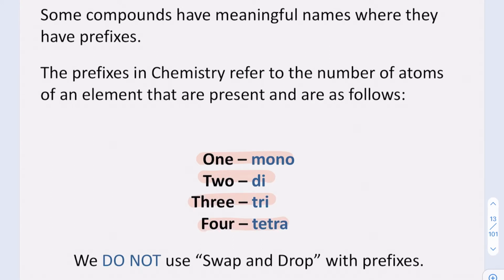So when they have these prefixes in front of it, we don't use swap and drop. You simply just write what they are. You all probably know one. For example, carbon dioxide. So carbon dioxide, carbon and 2 oxygen, so you know it is CO2.